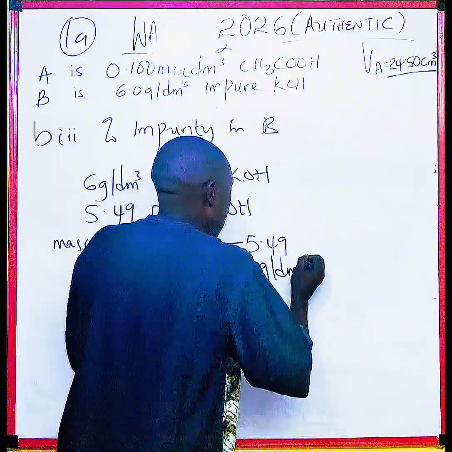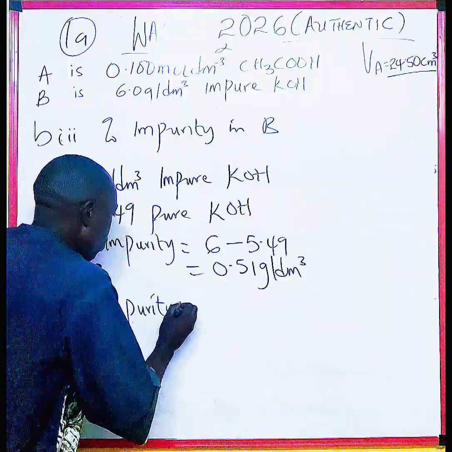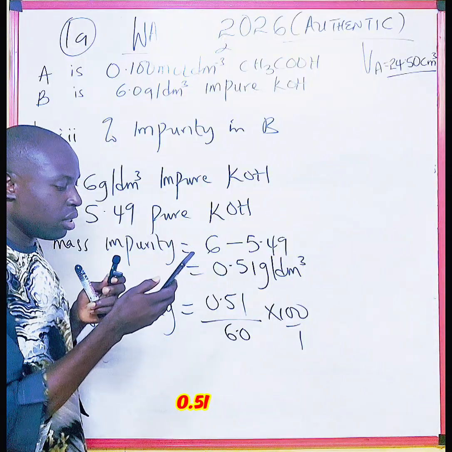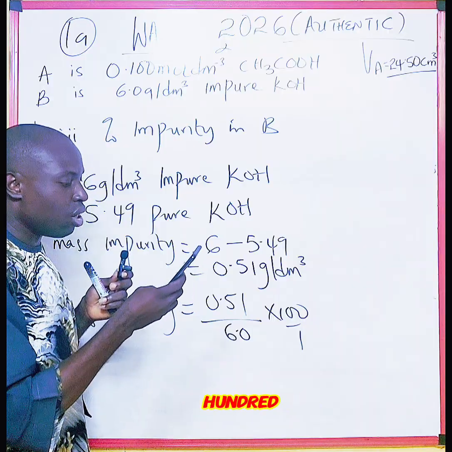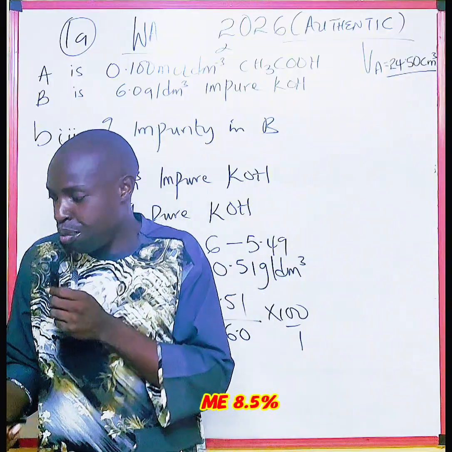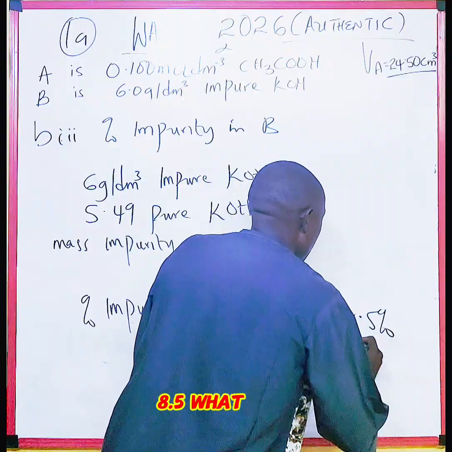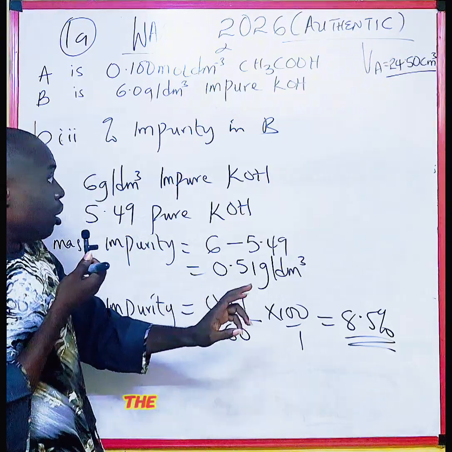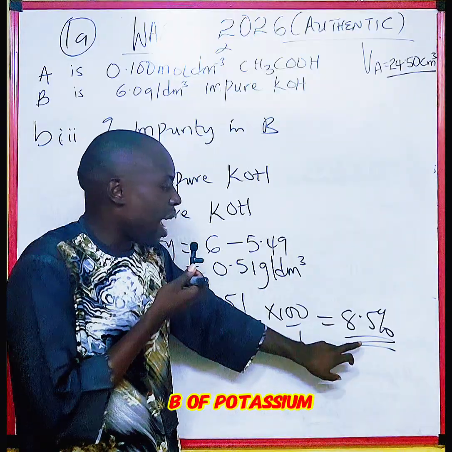Now the percentage impurity will therefore be equal to 0.51 divided by 6.0 multiplied by 100, which gives me 8.5%. This is the percentage impurity of the potassium hydroxide in B.